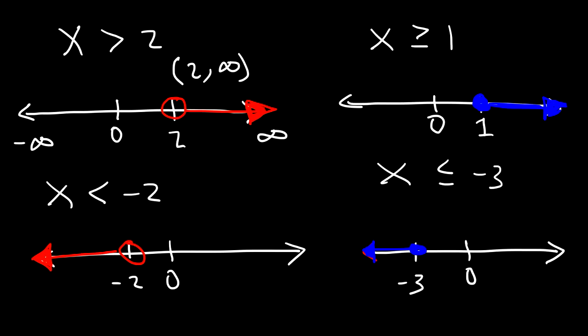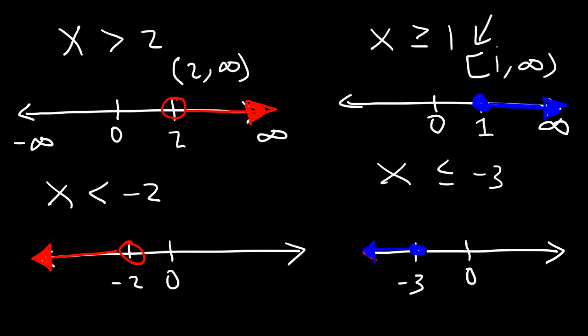Now for the example in the upper right, this time 1 is included, so we need to use a bracket. So it's shaded starting from 1 and then towards infinity. So it's from 1 to infinity. So use brackets if 1 is included.